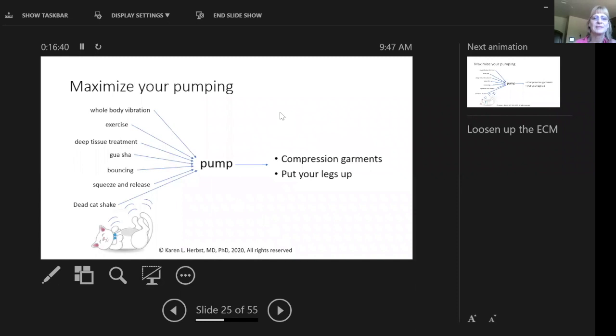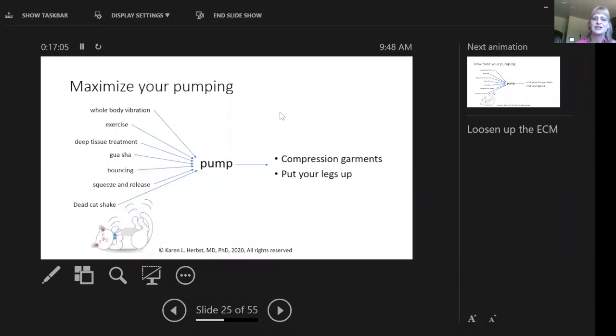What else can you do to maximize your pumping? You can do things before you pump, such as whole body vibration, exercise. You can do a deep tissue treatment to try and break down that fibrotic structure. You can use gua sha or other tools to change the structure of the tissue. You can bounce like on a trampoline. You can do squeeze and release movements with your body as you would in yoga.